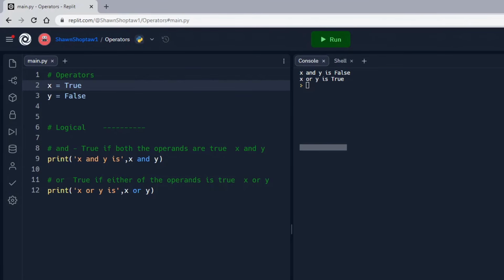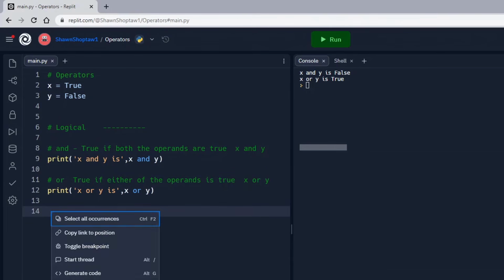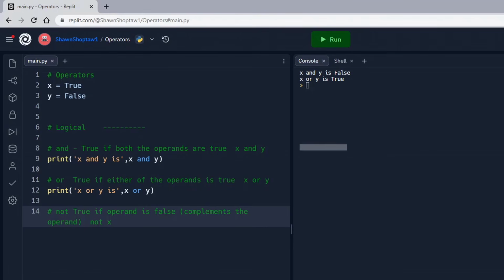And our last one is not. And again, we're going to use the word not. And this is true if the operand is false. So it's the opposite of OR. So we'll print this out as not x. So when we run that, it's false. If we change x to be false, it puts out true.